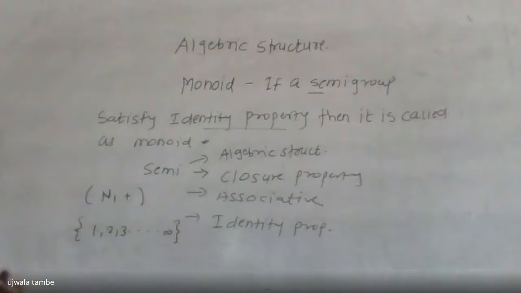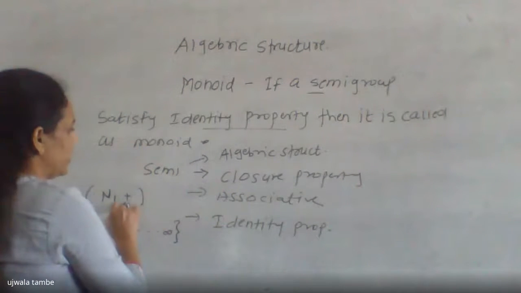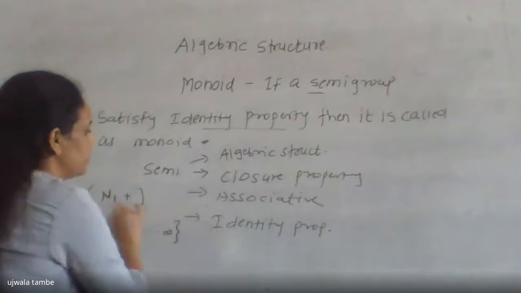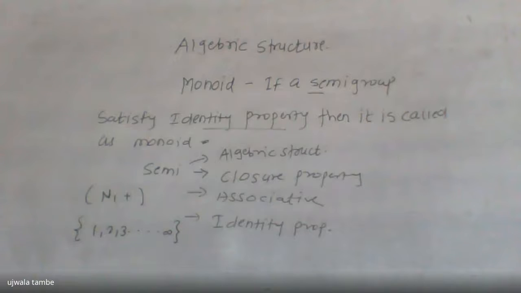Now first find out the closure property with respect to addition, then associative with respect to addition, and then the identity element. And tell me whether the given algebraic structure is a monoid or not.